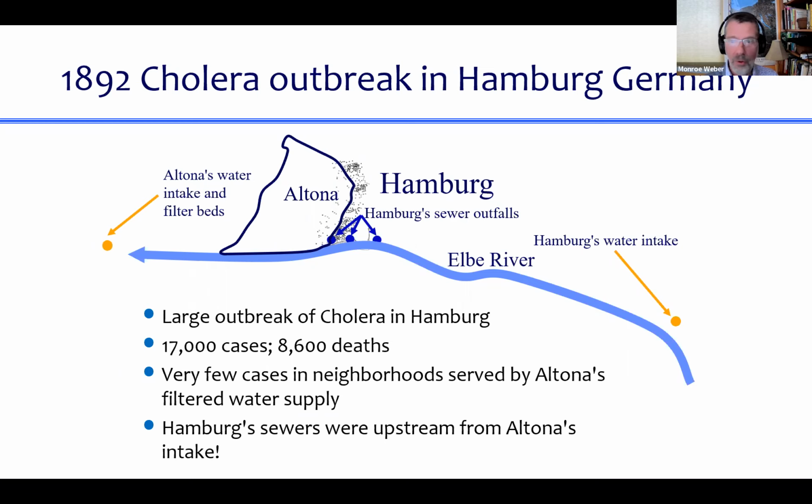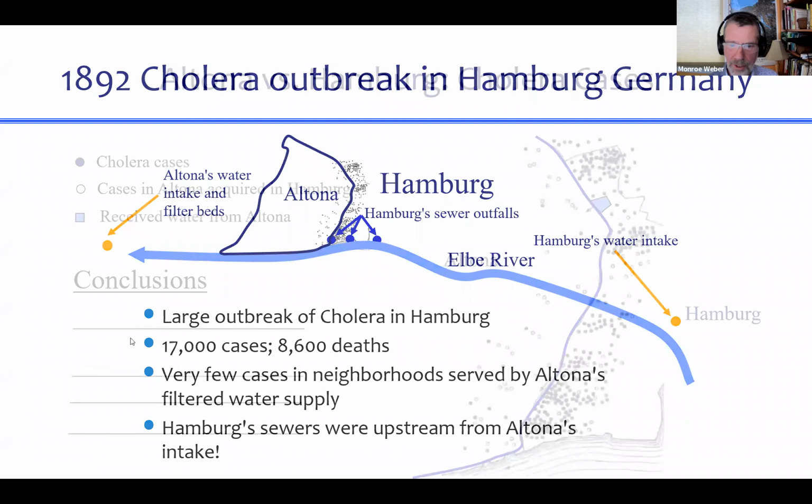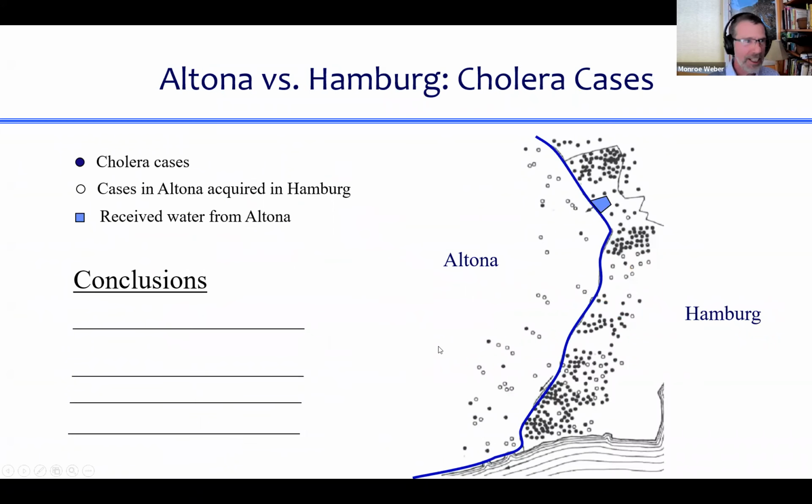If we understand how the water was flowing and where the intakes were located, Altoona should have been hit really, really hard. And so apparently their filters saved them. And if we look in more detail, this is looking at the boundary between Altoona and Hamburg, and the filled in dots are cholera cases, and the open dots are cases in Altoona where they drank water in Hamburg or they worked in Hamburg, and so they drank water there.